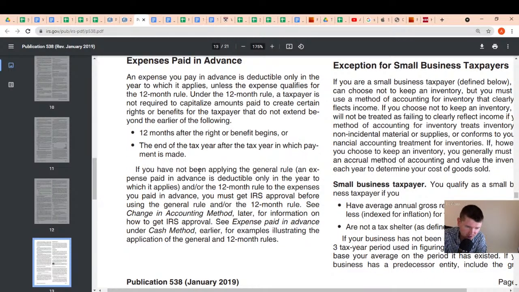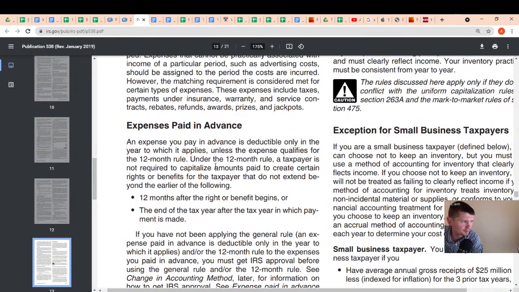If you have not been applying the general rule, an expense paid in advance is deductible only in the year to which it applies, and for the 12 months rule, you must get IRS approval. So basically they allow you to prepay some expenses. Even under the accrual basis, they allow you to prepay some expenses if the 12 months rule applies.